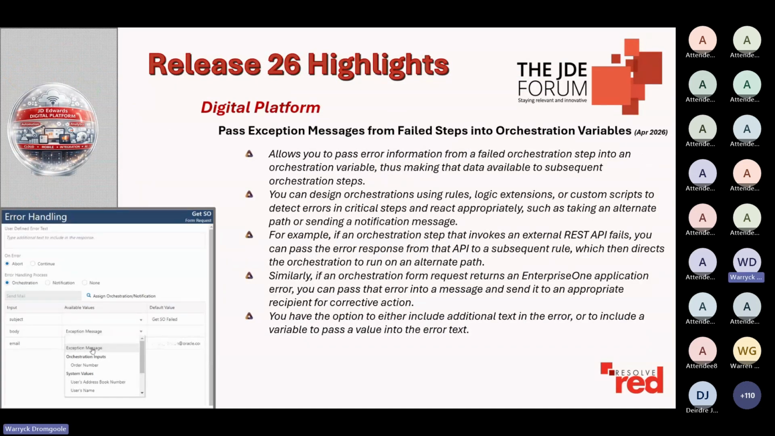Then you can pass exception messages from failed steps in orchestration variables. So you can now pass error information from a failed orchestration step into an orchestrator variable and redirect the orchestrator to perform a function such as send a notification based on the variable. This can be applied to a REST API fail or an E1 application.